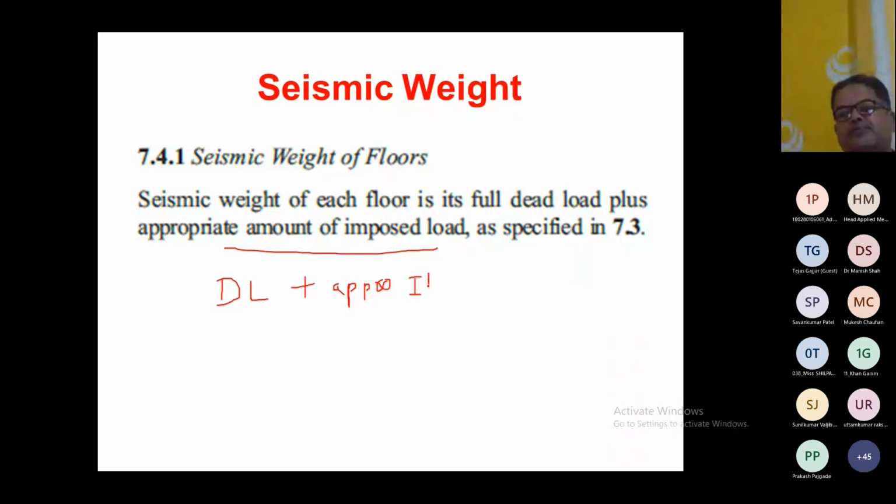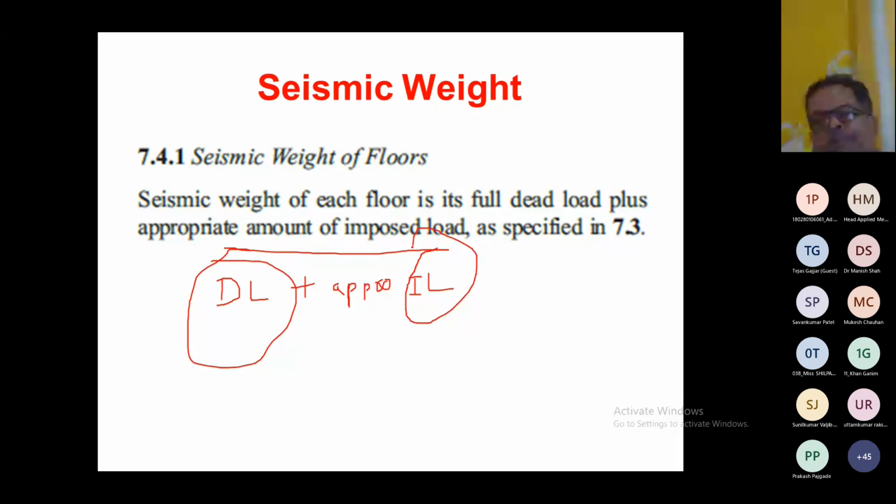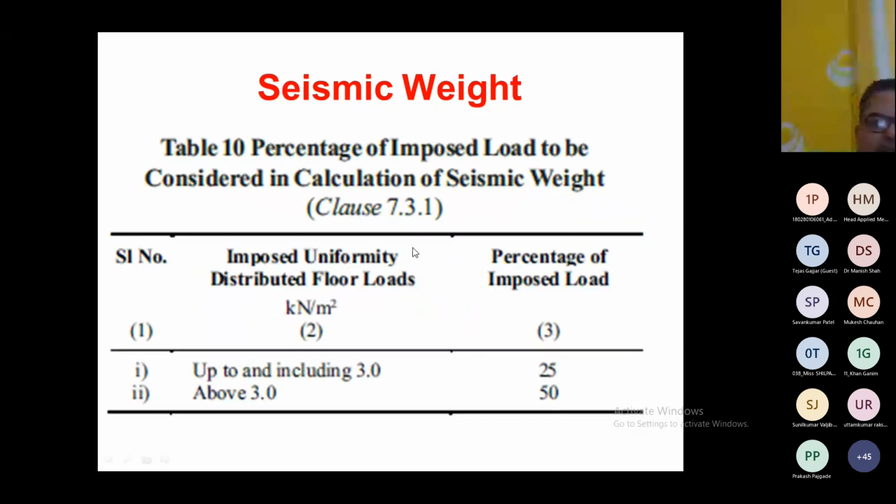It is imposed load. Now we are considering the full dead load. Remember, we consider the full dead load, but we are considering an appropriate imposed load. Why? What is the reason? If you refer to clause number 7.3.1, it is mentioned that up to 3 kN/m square imposed uniformly distributed floor loads, then consider how much load you have to consider.